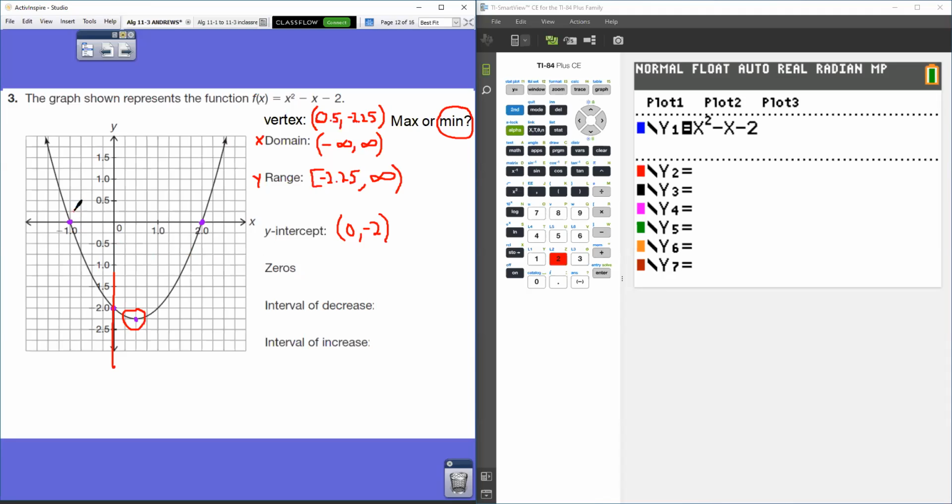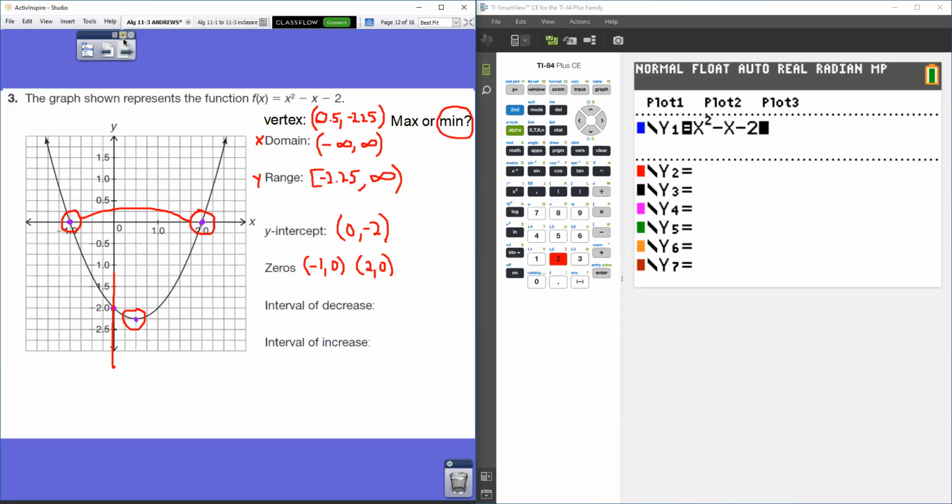The zeros of the graph are the x-intercepts. So those are these two points. That is (-1, 0) and that is (2, 0).